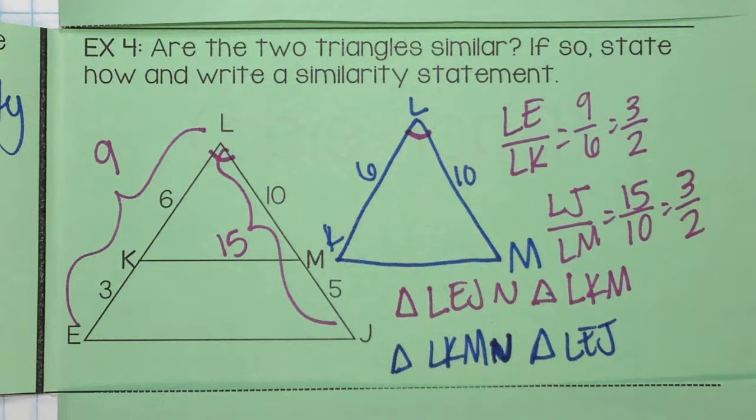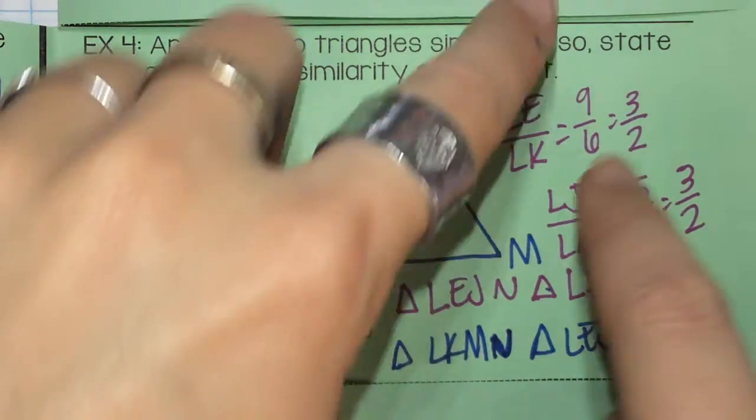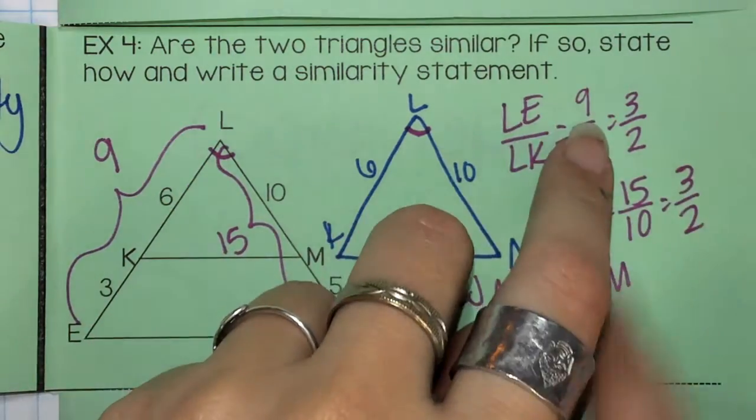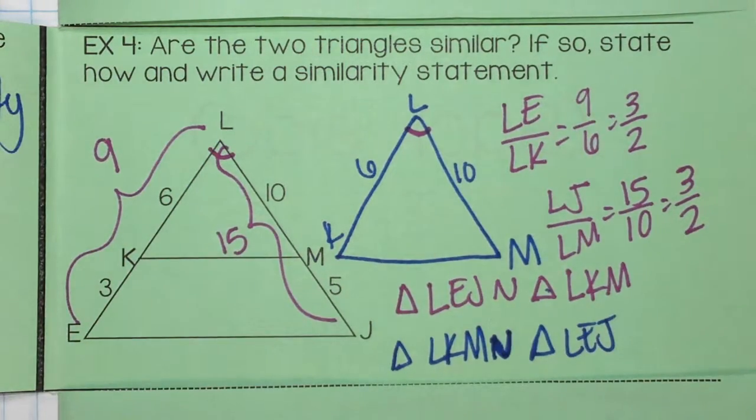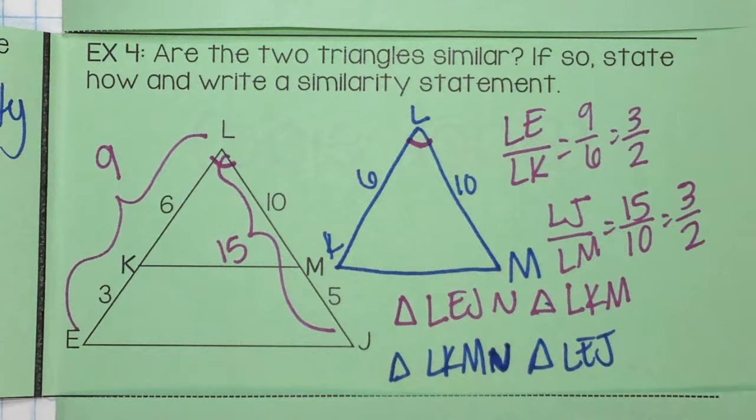Now, the only time it matters which one you do is how you write your similarity statement. Does everybody understand? And you have to do it the same way for both ratios. So you can't go big, small, then small, big. That's not how it works. Questions? Are you sure?